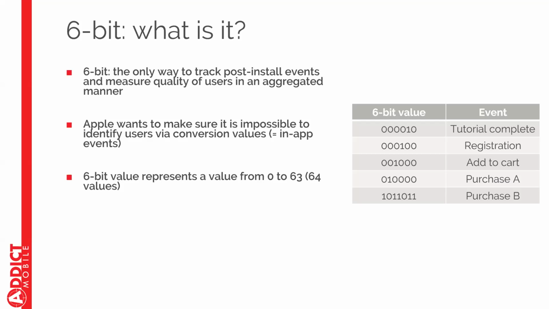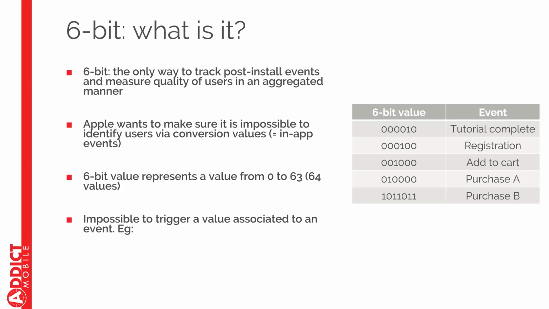So I made an example in the table on the right: tutorial complete, registration, add to cart, each with a 6-bit conversion value. With 6 bits, it makes a maximum of 64 values that you can track in your app, not more. Just so you know, it will be impossible to trigger a value associated to an event.